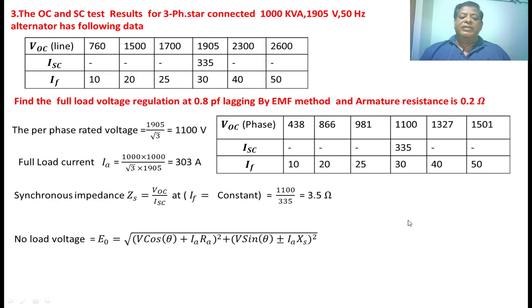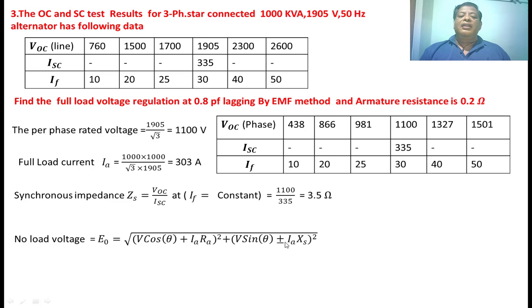Definition of the synchronous impedance: it is the ratio between the open circuit voltage and the short circuit current at constant field current. Here the field current is 30 amperes, and we know the two values. So take the ratio between these two values, it gives the synchronous impedance. This is nothing but the per phase synchronous impedance, because here we have taken this value as the per phase voltage. Now the no load voltage or the excitation voltage equals square root of (V cos theta plus Ia Ra) whole square plus (V sin theta plus or minus Ia Xs) whole square.